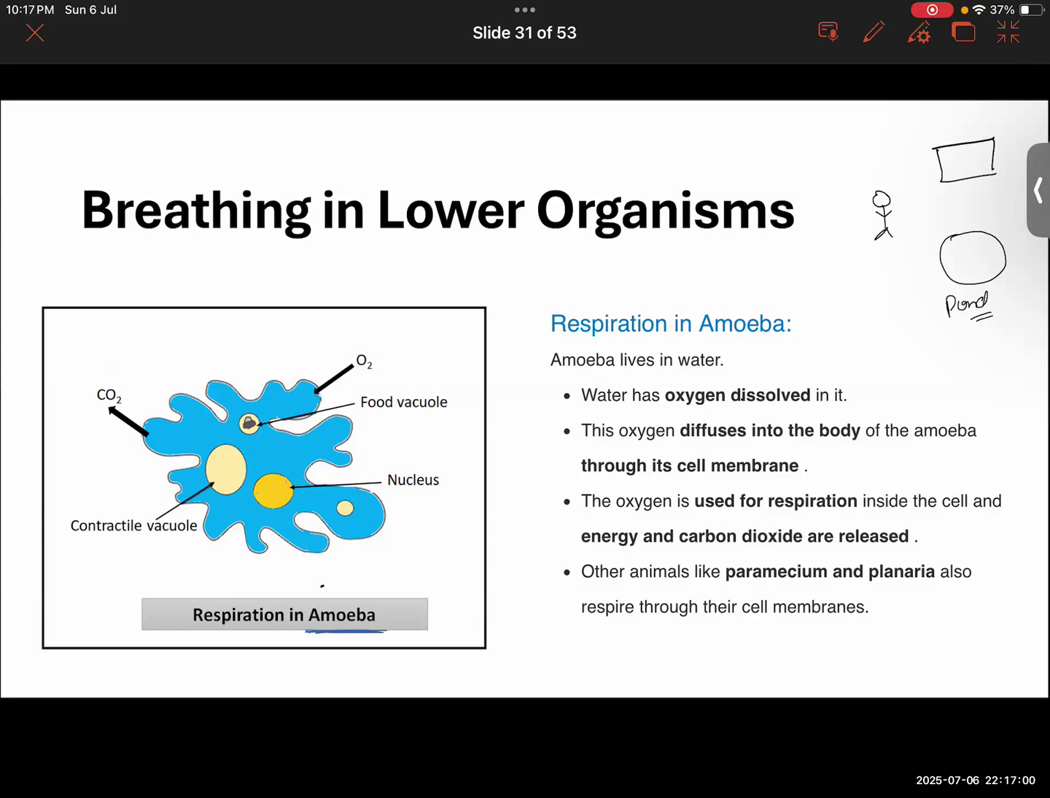It travels through the membranes of cells. How do we know that it is dirty water? It will look dirty, it will be stinking, it will have a bad smell.